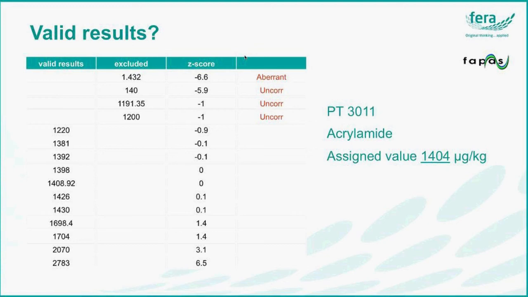The next 3 results have also been excluded, even though at least 2 of them are not very different from the assigned value. Why is this? Part of the instructions is that we require in this analysis, acrylamide, for results to be corrected for batch recovery. For these 3 results, participants stated that they were not corrected for recovery. Therefore, they are not valid for the purposes of our calculation.